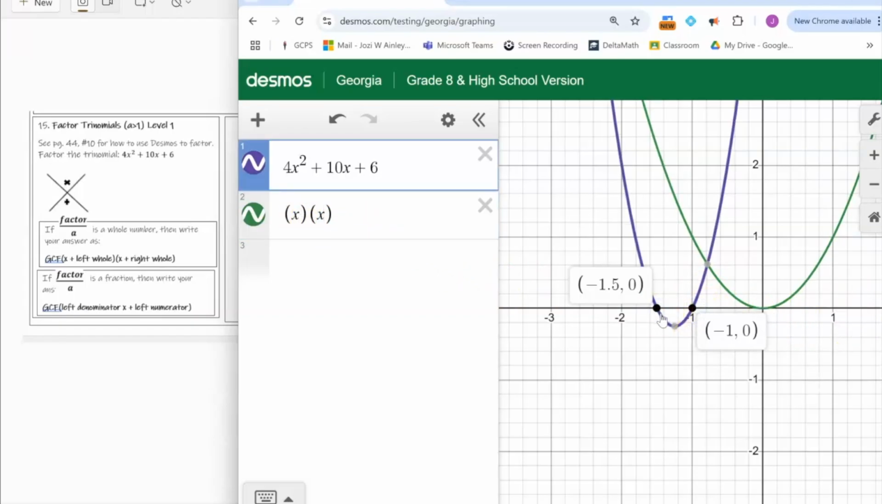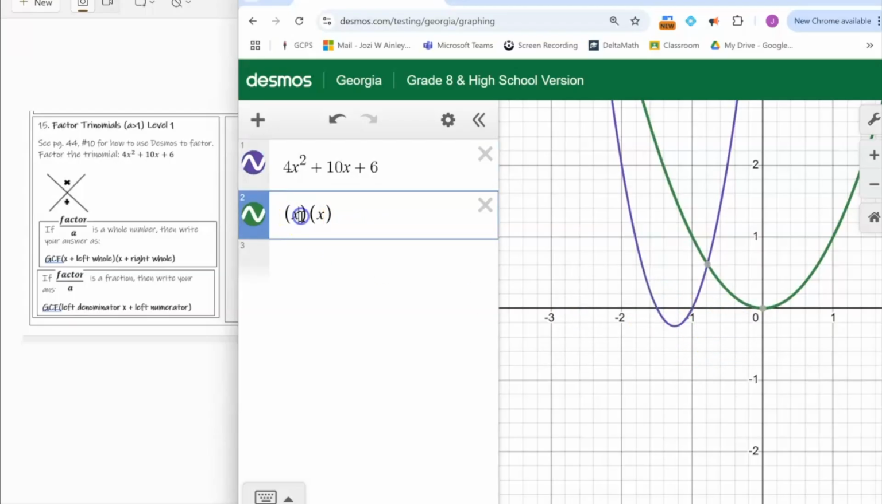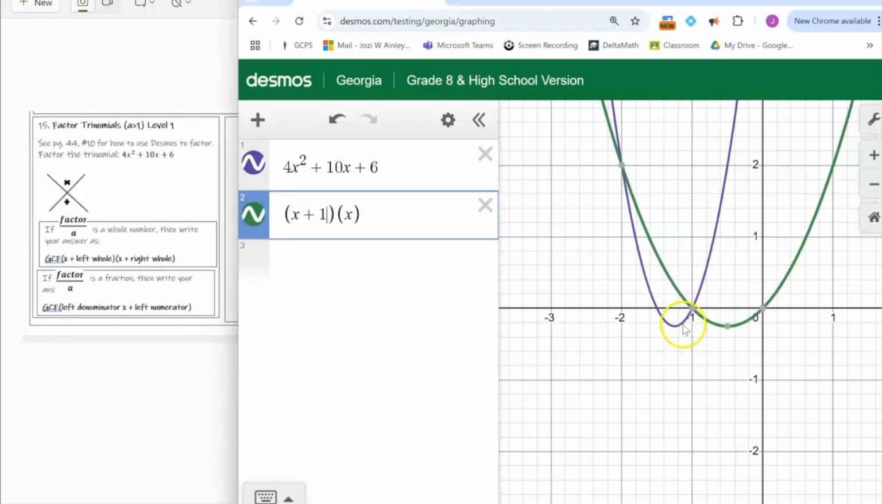So the key thing to remember is that you take your solutions, your roots, your zeros, or your x-intercepts, and you change them into factored form. If it's going into the parentheses or out of the parentheses, you need to change the sign. So we're going to change this from -1 to what? +1. And as soon as I did that, you see how that lined up? So I'm good so far.